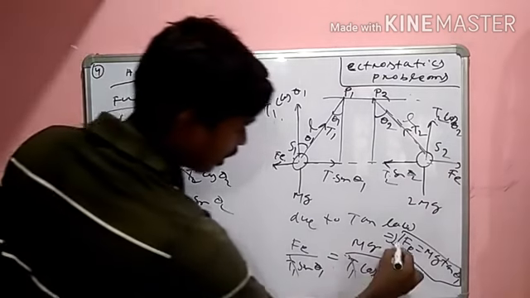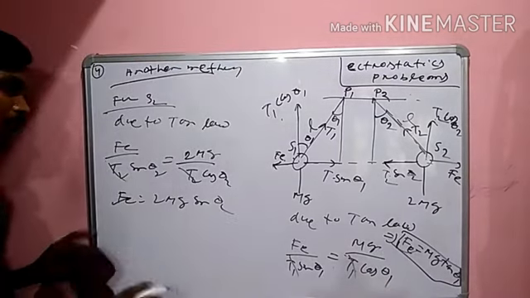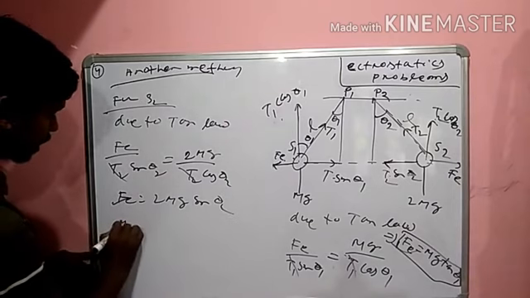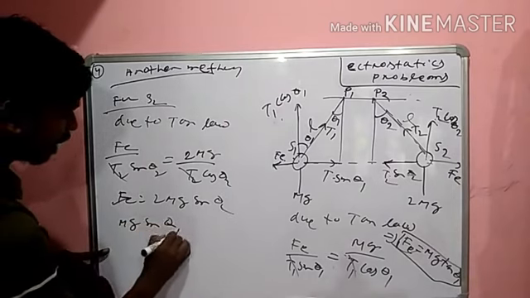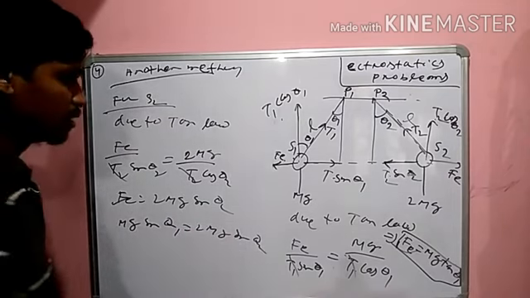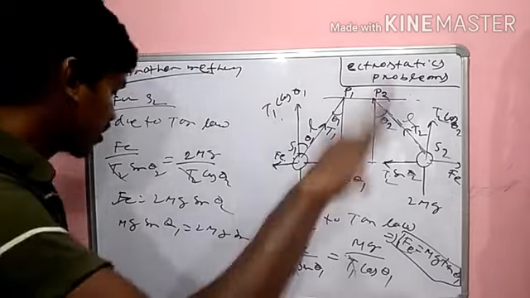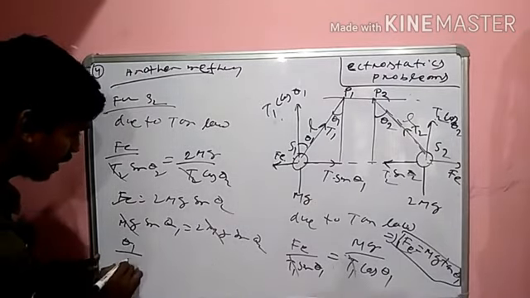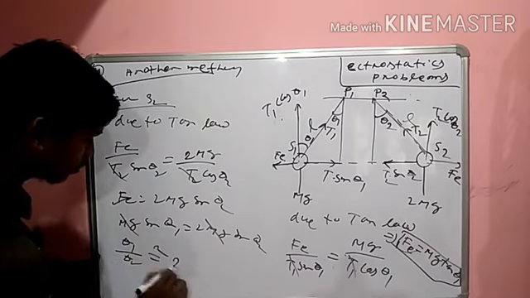So the LHS is equal, so the right side must be equal. That's why we can write mg tan theta 1 is equal to 2mg tan theta 2. We already discussed this just before. So mg cancels, and theta 1 by theta 2 is approximately equal to 2.